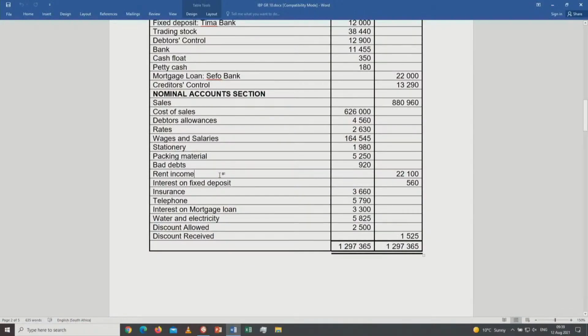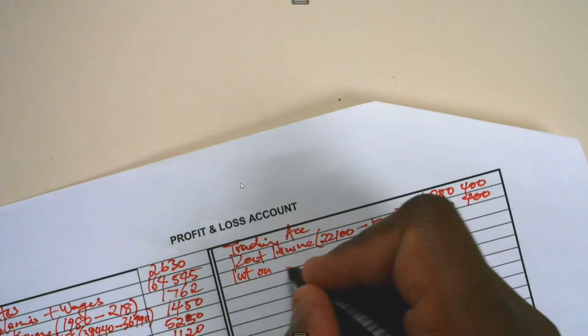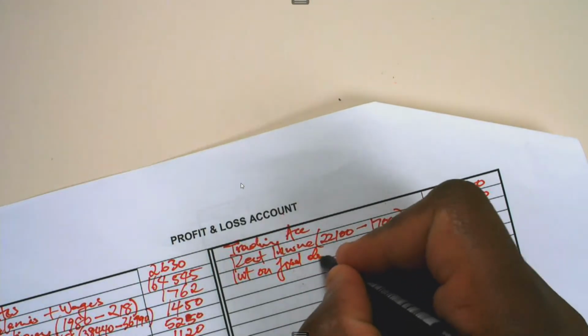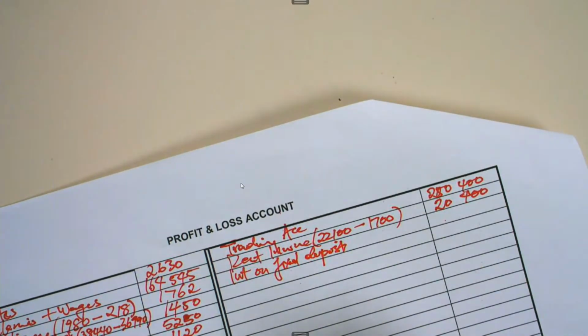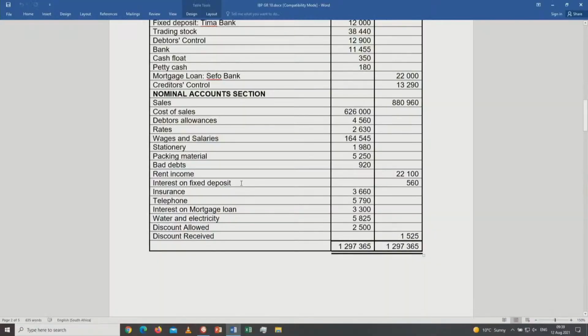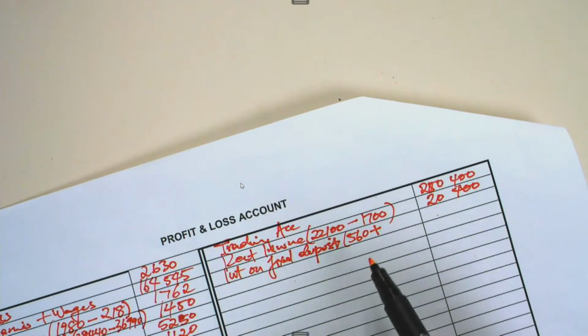Let's go back to our question. Interest on fixed deposit, that is an income. We credit interest on fixed deposit, right? Let's check the amount on the trial balance is 560. Remember your interest on fixed deposit.